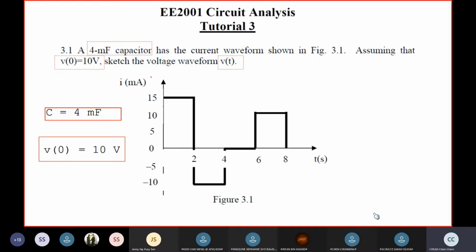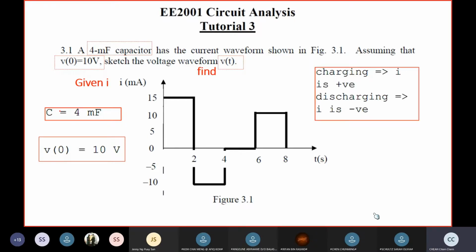So this means that your voltage is not charging up from 0 volts. It has an initial storage. This question is basically saying that given current, find V. And also notice that the current over here is either positive or negative. So you should observe this, right? When current is positive, it's charging up. When it's negative, it's actually discharging. Just now we have seen this.